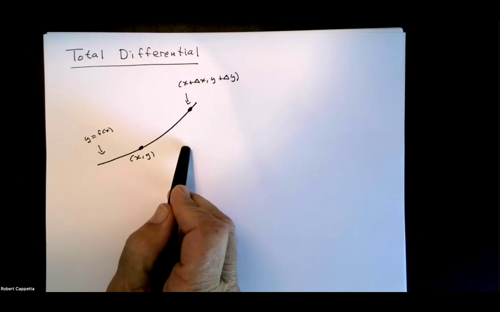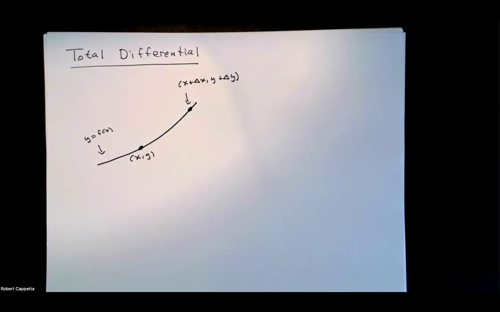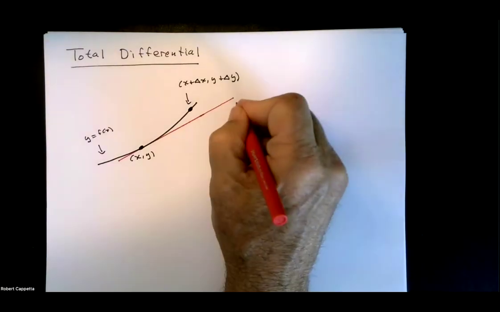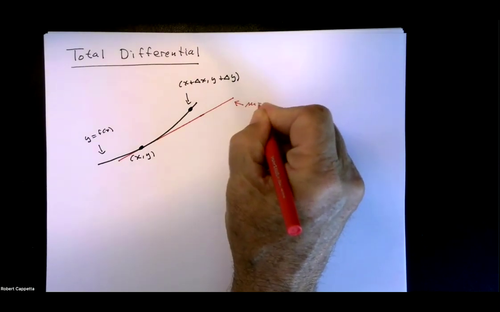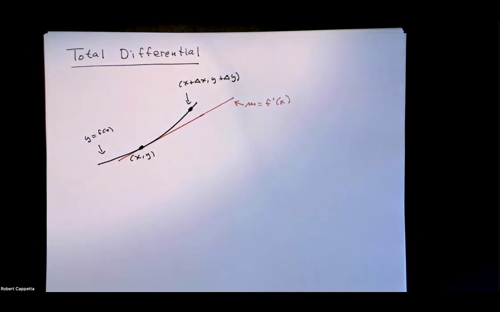If I change x a little bit, how far do I expect y to change? That's our basic question. And the way I answer that is I construct a tangent line at the point x, y. So let's do that. So there's our tangent line, and the slope of that tangent line is f prime of x. But we have another notation that we use. Do you recall another notation we use for the derivative?